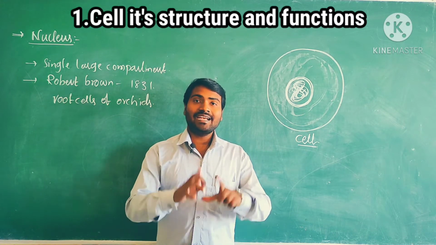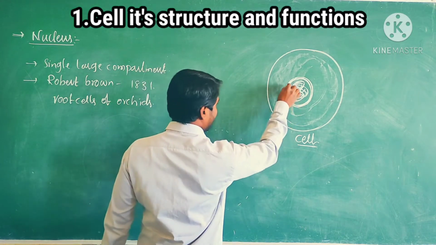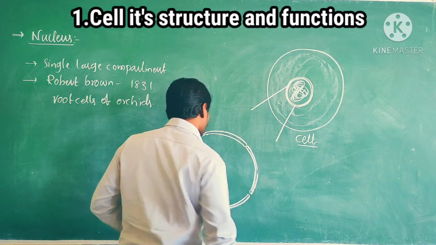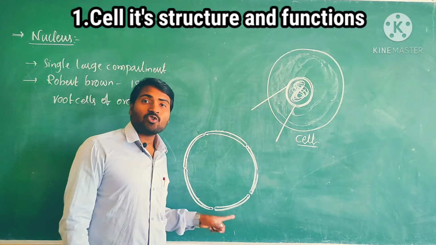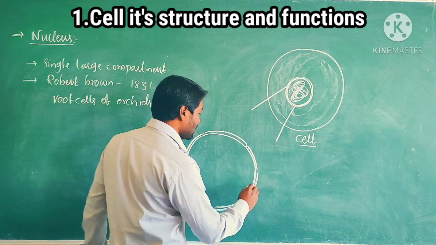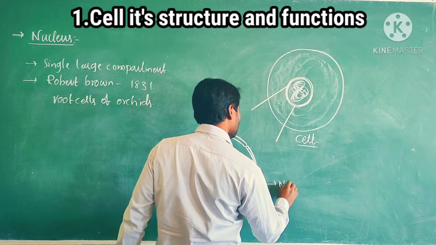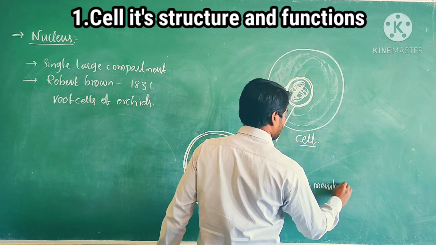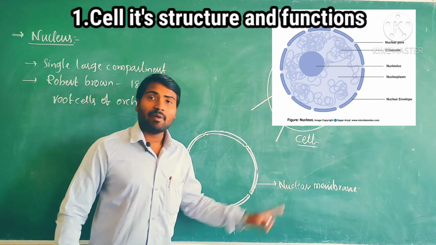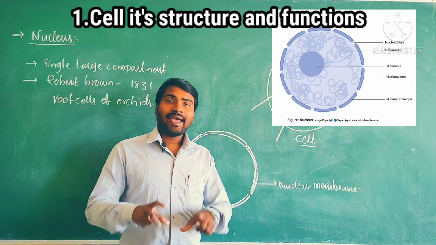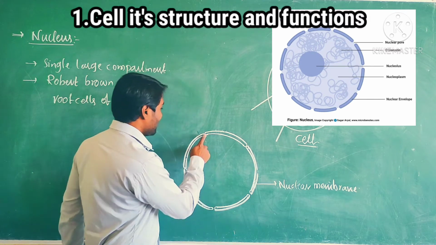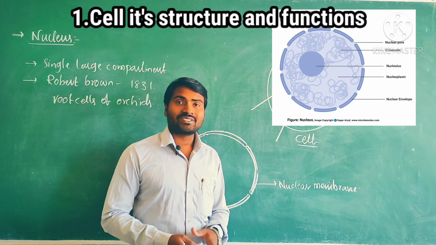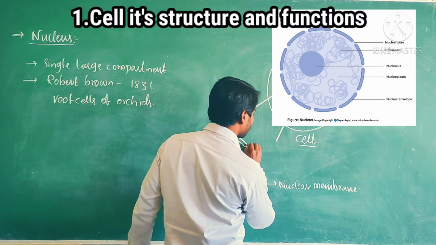Let's have a look at its structure. If I magnify this diagram, this is the outermost area of the nucleus, called the nuclear membrane. These nuclear membranes have gaps at regular spaces, and these gaps are called nuclear pores. I will label them here.